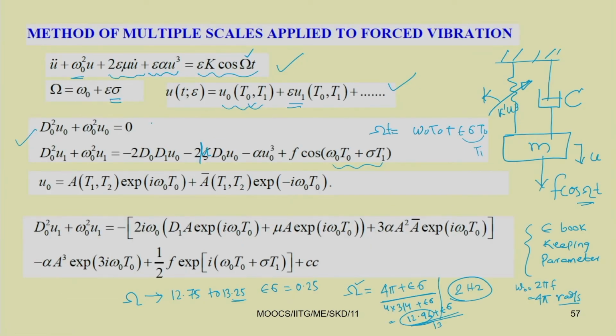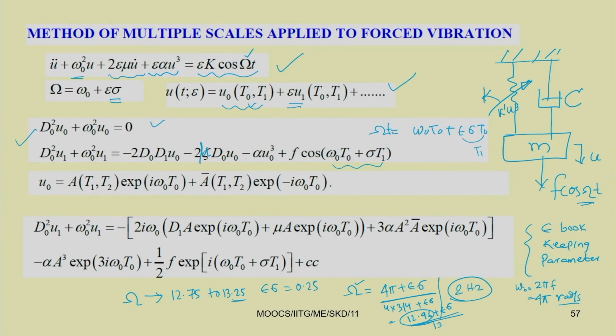The solution of D0 squared u0 plus omega0 squared u0 equal to 0 we can write as a e to the power i omega0 t0 plus a bar e to the power minus i omega0 t0, and here a is a constant with respect to t0. So it can be a function of t1, t2. Later we can see whether it is a function of t1, t2 or not. In the previous case we saw that a finally becomes a constant, but in this case let us see what will happen to a.